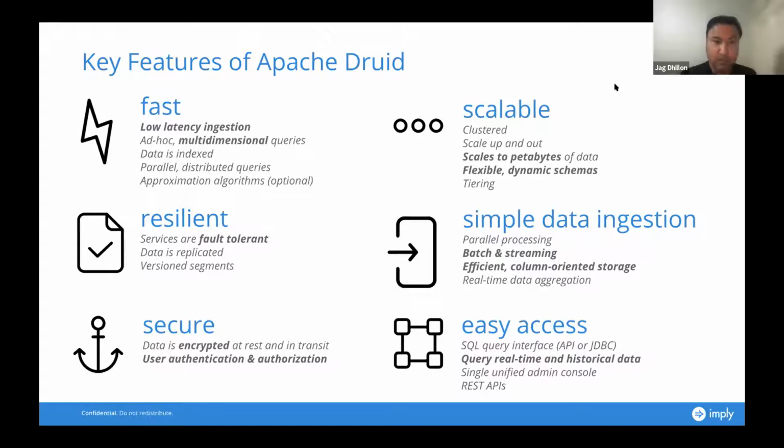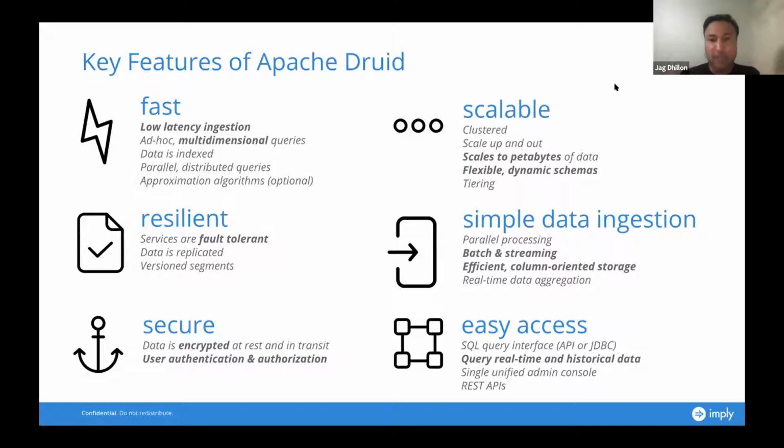Security, that's also very important. Druid is secure. There's user authentication and authorization. Scalability, right? You want a solution that can handle from terabytes to petabytes of data, right? It has to be flexible. It has to have dynamic schemas. It has to be able to tier, because being scalable is one thing, but you also want to make sure it's cost effective, right?